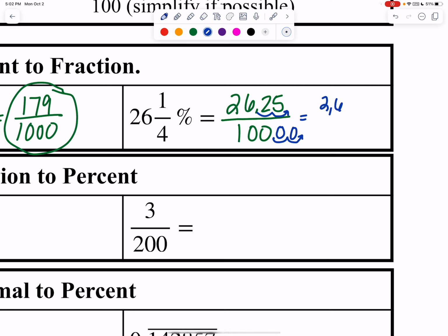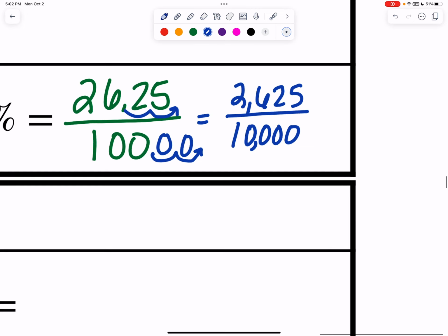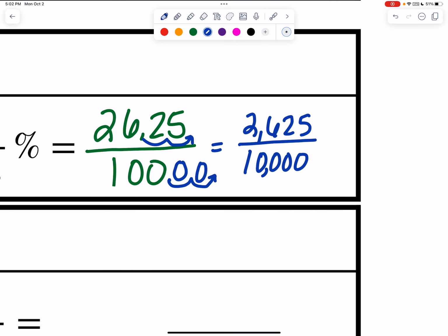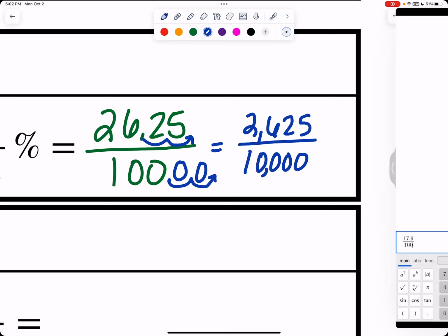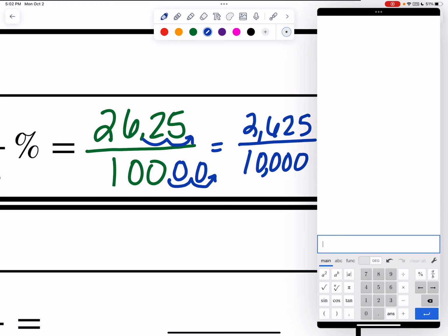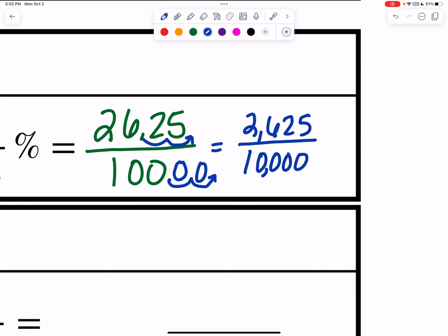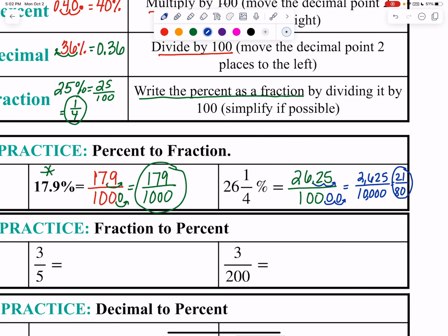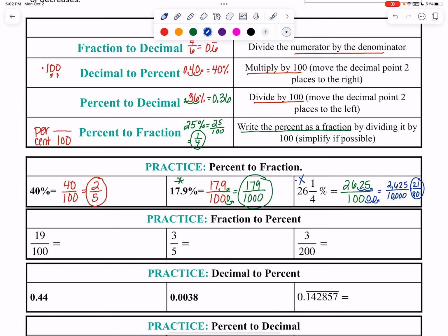And you can see what we end up making. We have 2,625 over a 1 with 1, 2, 3, 4 zeros. So that's 10,000. Now I know that it ends in a multiple of 5. We have a 5 and a 0. So it will simplify down. Let's go ahead and type this in. 2,625 divided by 10,000. And let's see what we shrink down to. 21/80ths is our simplified fraction. 21/80ths. And there we go. Percent to a fraction. So a couple weird ones there to be aware of.